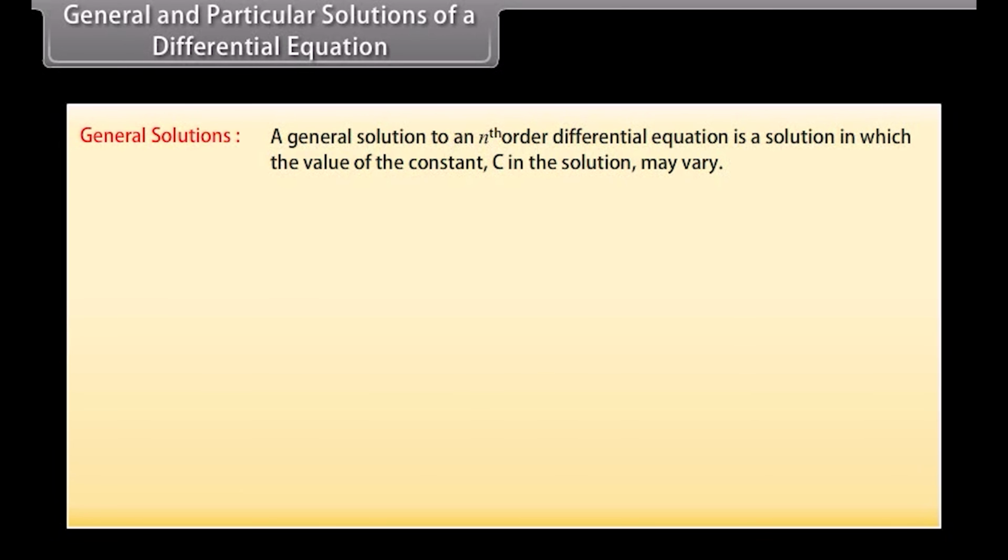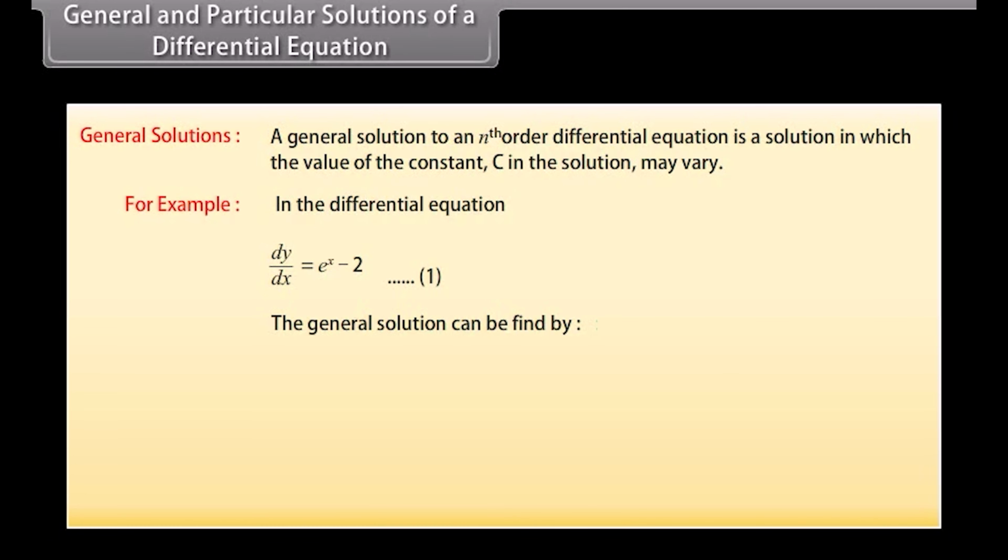General and particular solutions of a differential equation. General solutions. A general solution to an nth order differential equation is a solution in which the value of the constant c in the solution may vary. For example, in the differential equation, dy by dx equals e raised to the power x minus 2, name it as 1. The general solution can be found by integrate equation 1 on both sides.